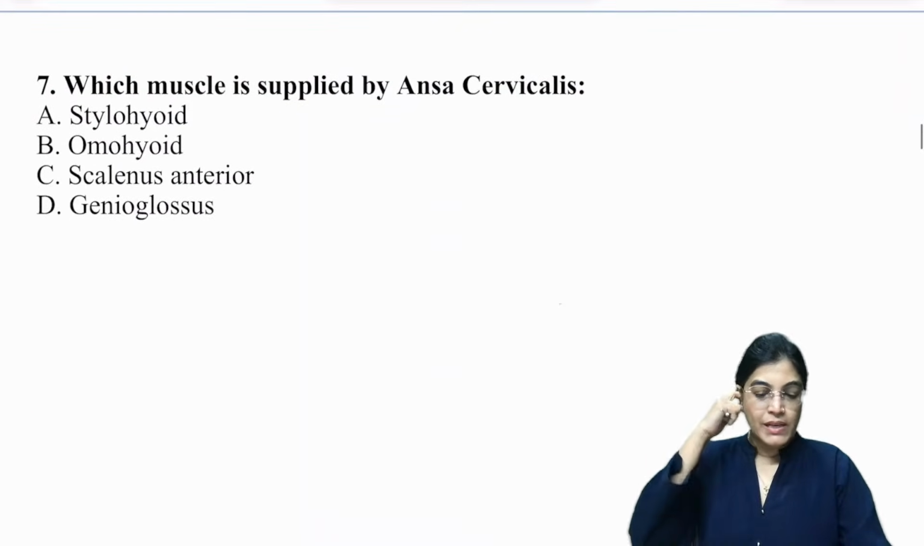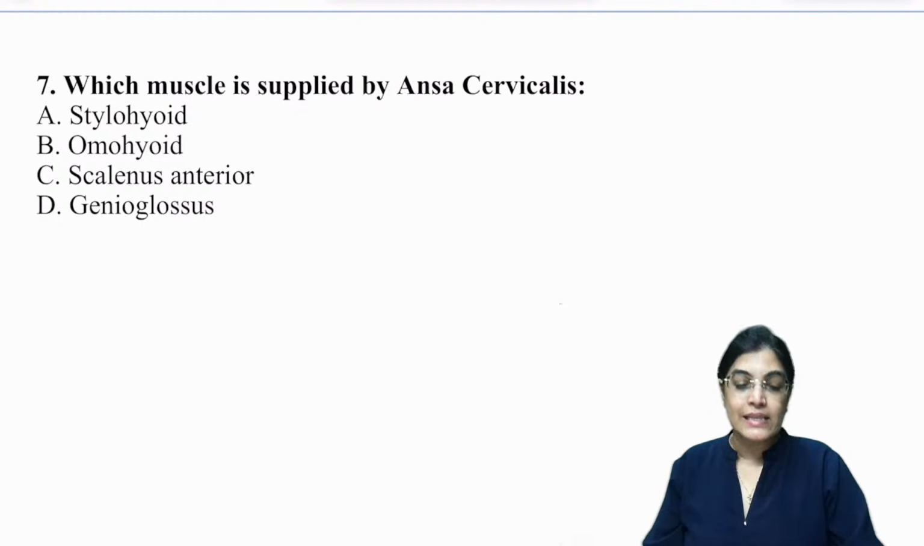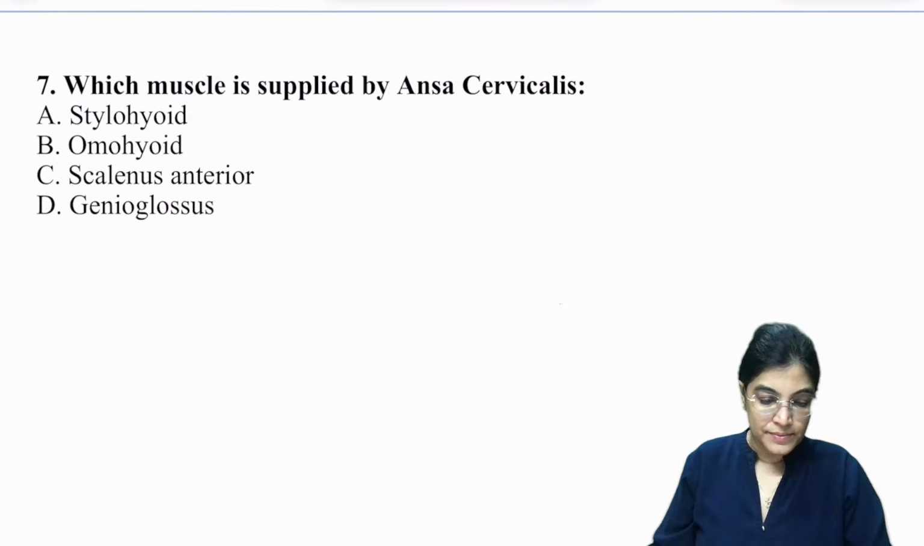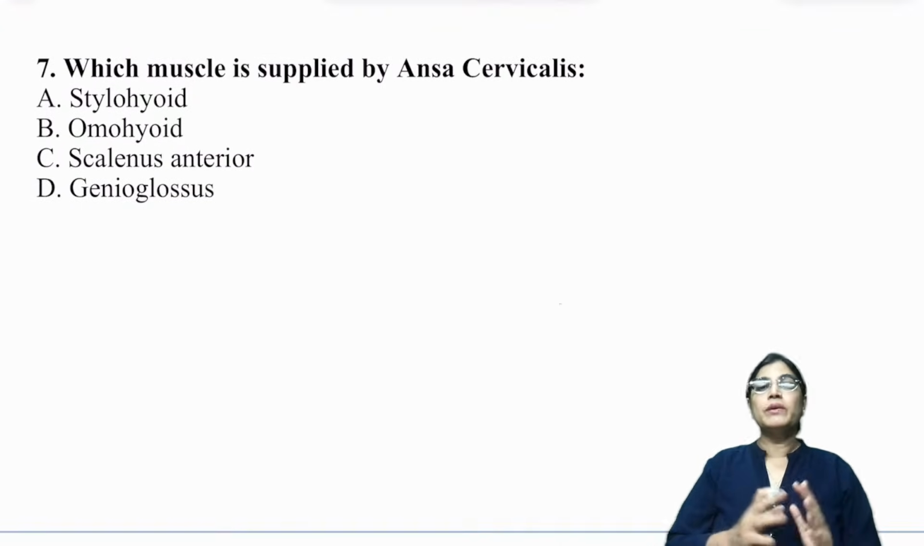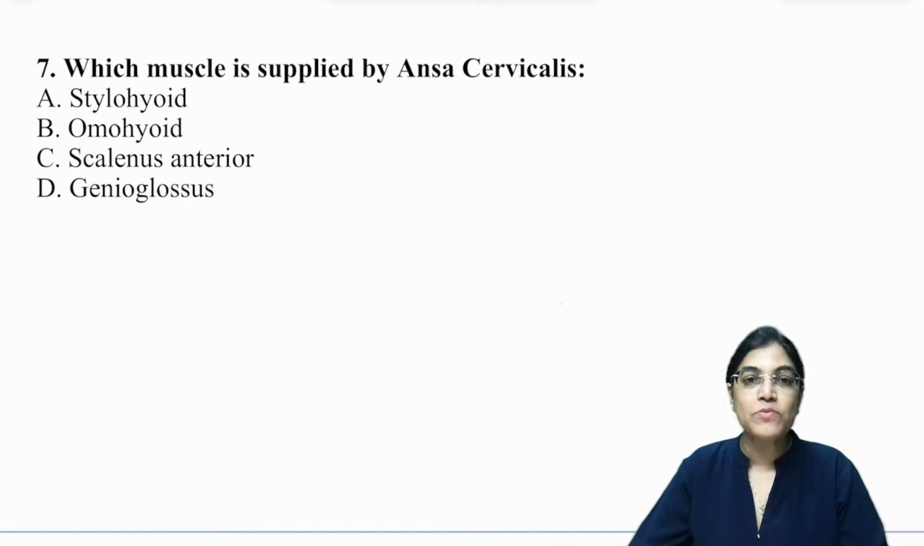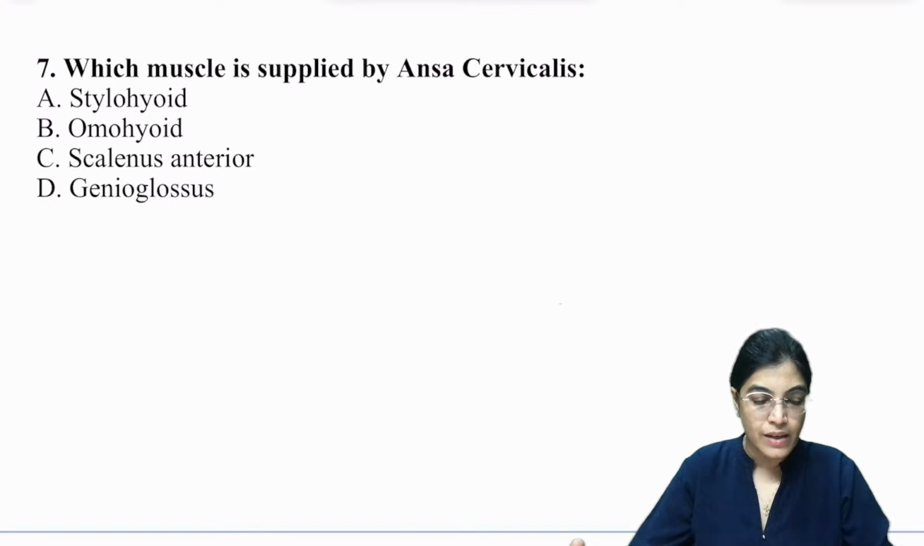Now, which muscle is supplied by Ansa cervicalis? The next important question, which is very, very important for you related to anatomy, is the Ansa cervicalis. So, which muscle is supplied by Ansa cervicalis? Actually, if I am talking about Ansa cervicalis, it is a nerve loop.